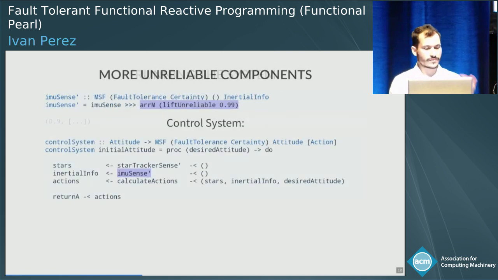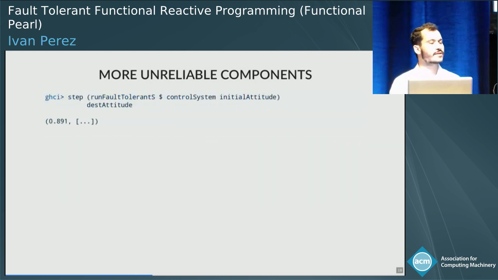So you can do this for other components. You can add the reliability of 0.99 for the IMU, and then you change the implementation accordingly, and when you run it, it starts giving you lower values because it's multiplying the reliability.